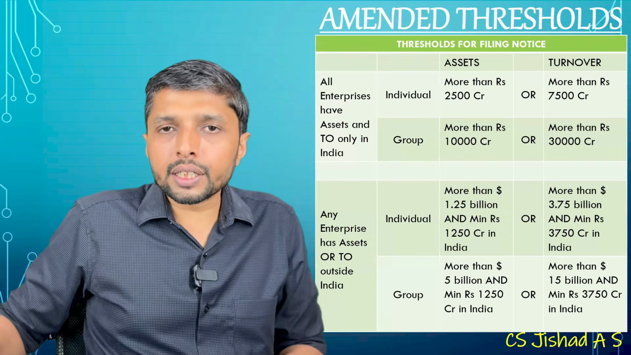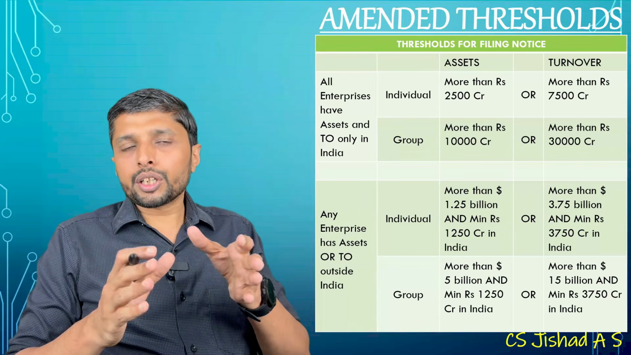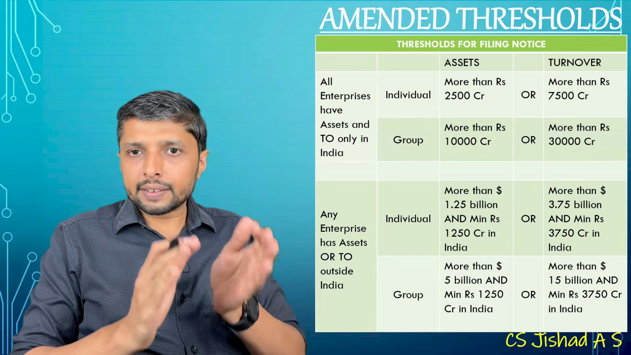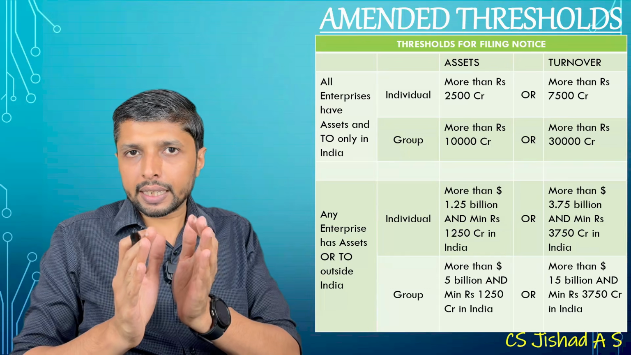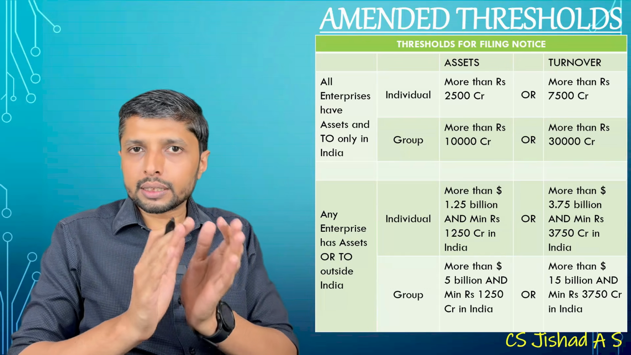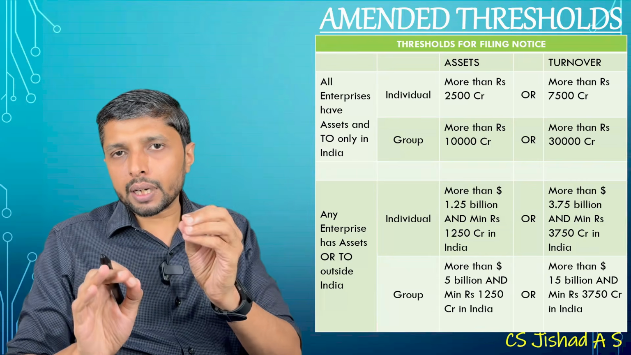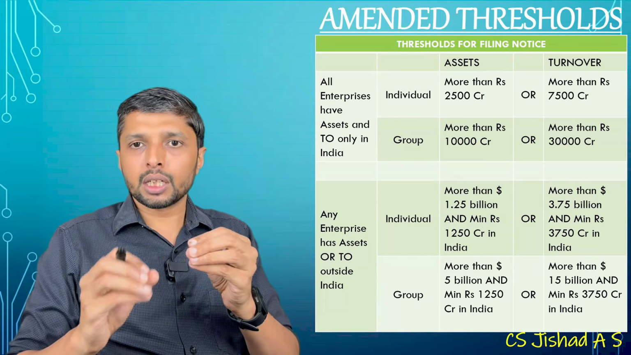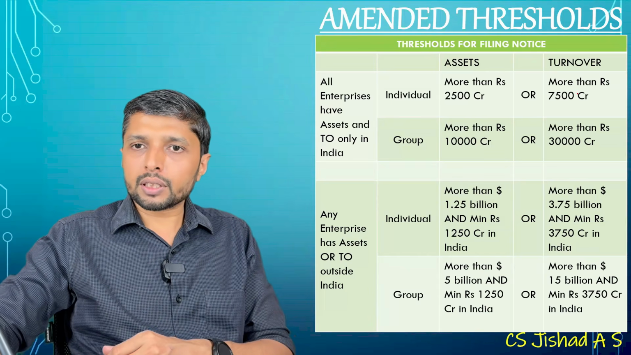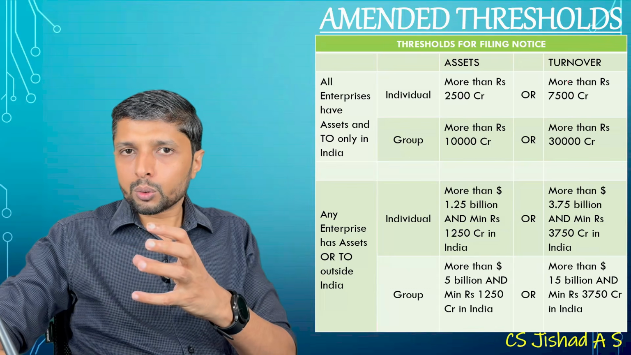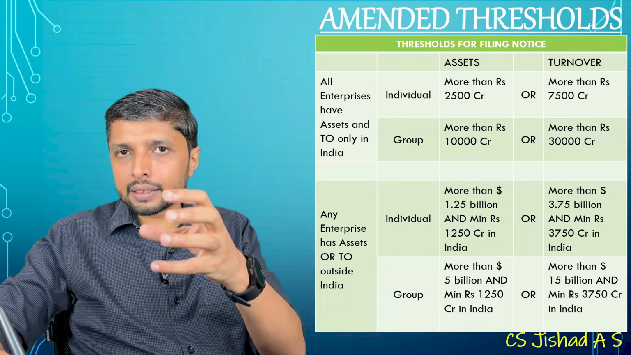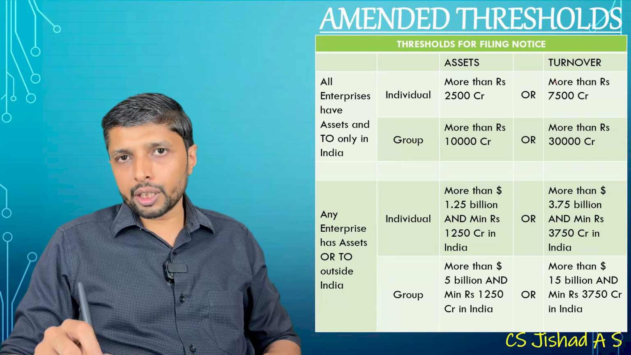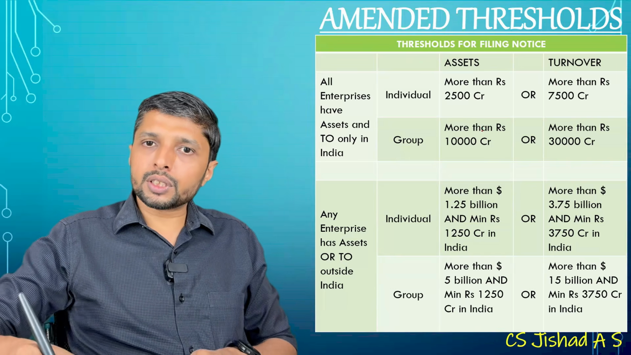Then we can have a discussion on the combination. Combination simply means a merger, amalgamation, or acquisition if it exceeds the threshold specified in the Act. So when this threshold is met, that means the combined assets or combined turnover of the parties who are into merger, acquisition or amalgamation is more than 2500 crore, or 7500 crore with respect to their turnover, you can say that it is a combination. So if it is a combination, approval of CCI is required.